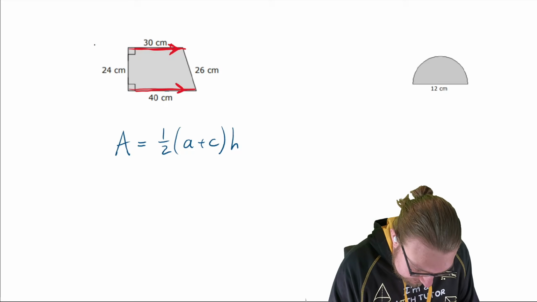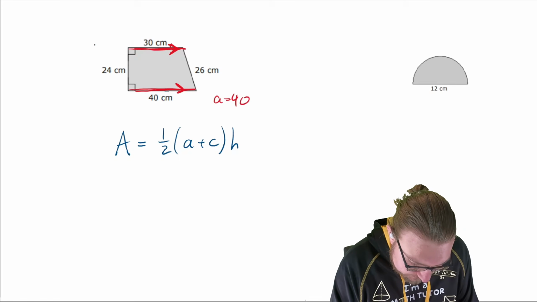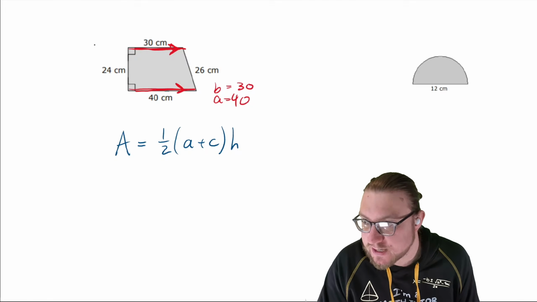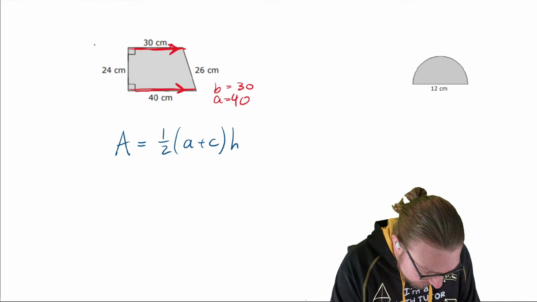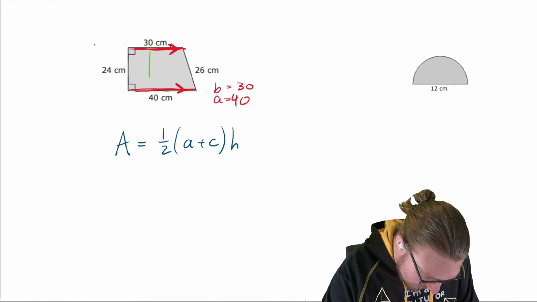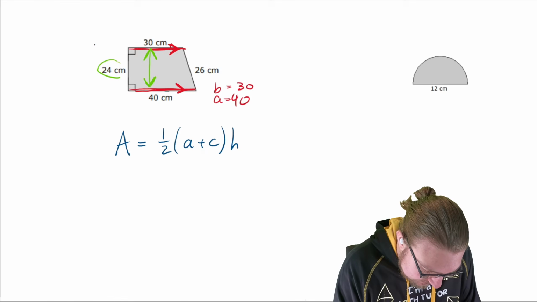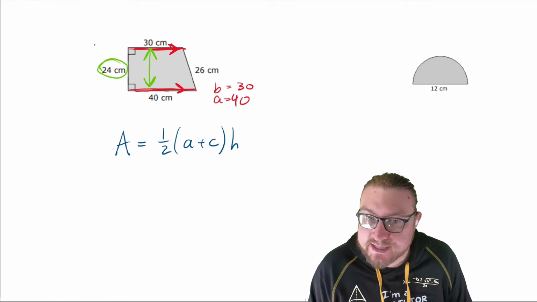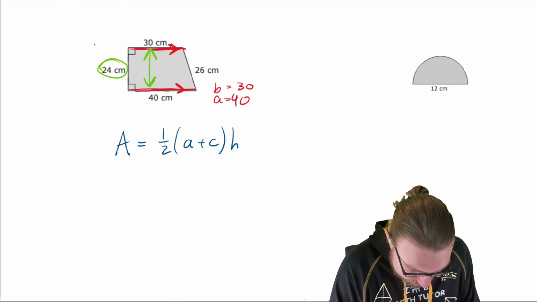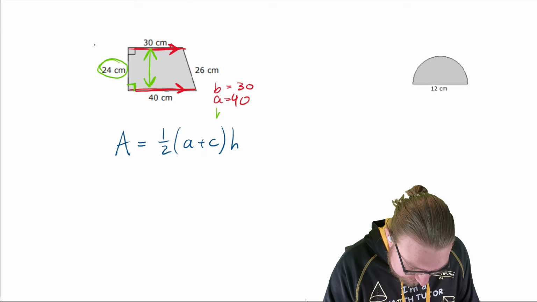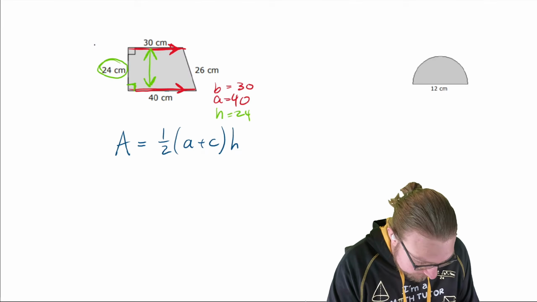So we're going to get that A is 40 and B is 30. It doesn't actually matter which one you pick. You just randomly pick one as A and one as B. And then the other part is we want the height, which is measured through here. But of course, that is this one here. It's not the 26 because the 26 is not on a right angle. We need the height to be on a right angle. So we get H is 24.